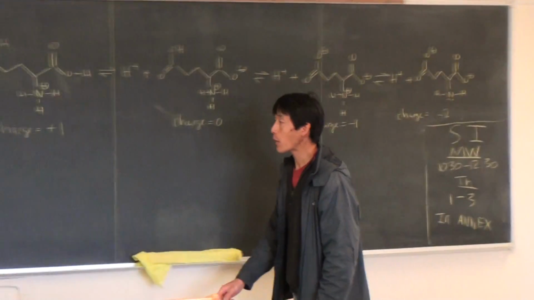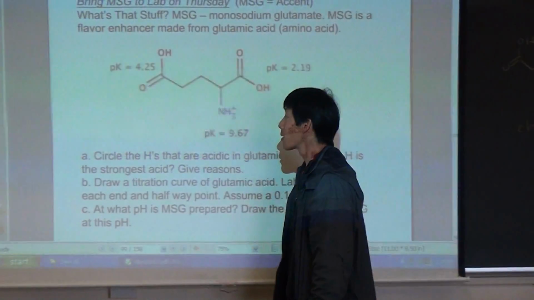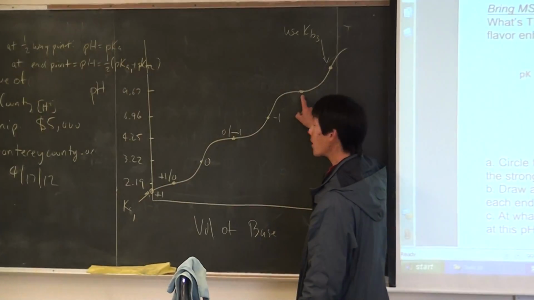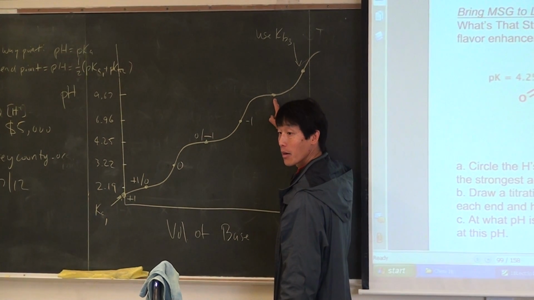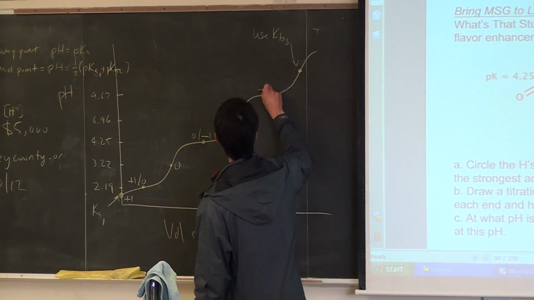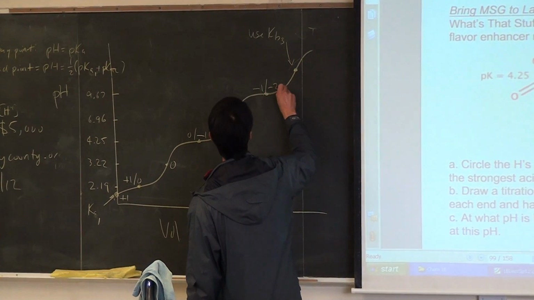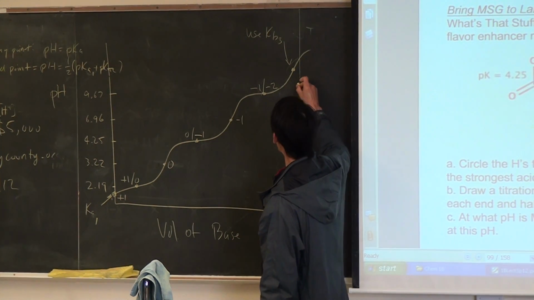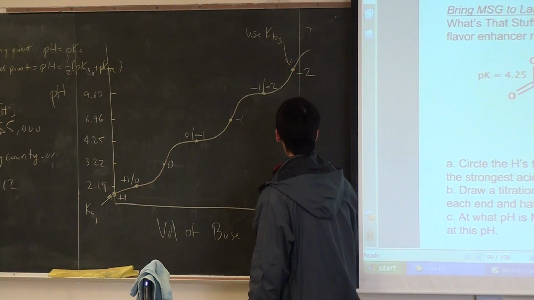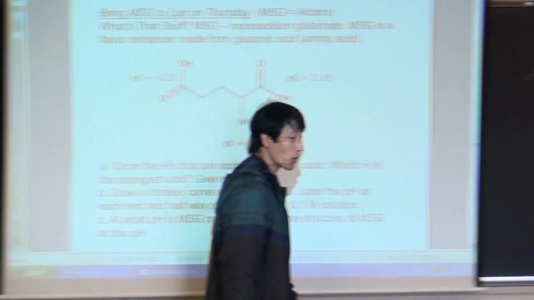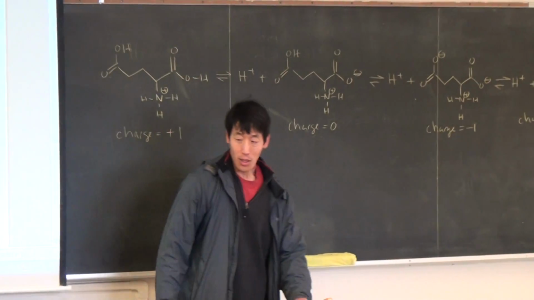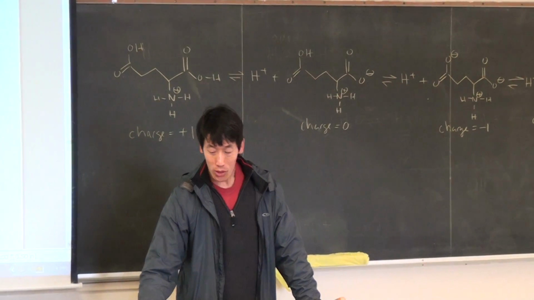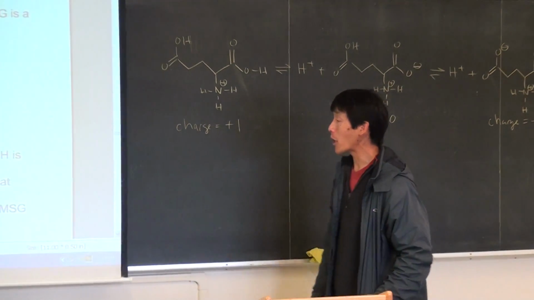Then at the third halfway point, we're going to have minus 1 and minus 2. And finally, at the third endpoint, this is the minus 2 form of the amino acid. So note that you can control the charge of this compound by changing the pH.